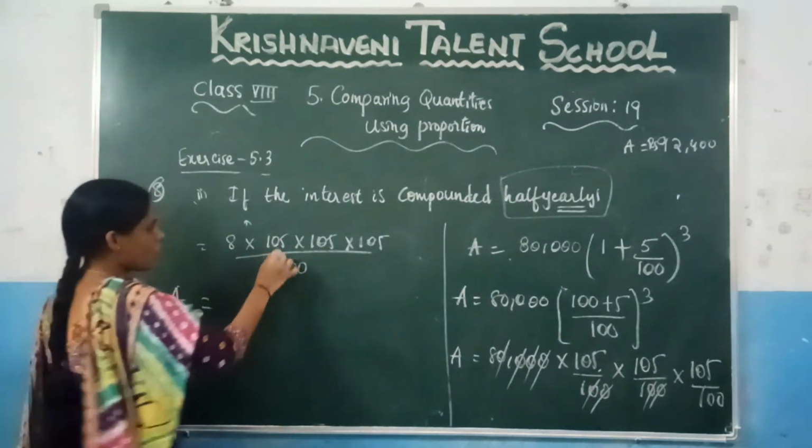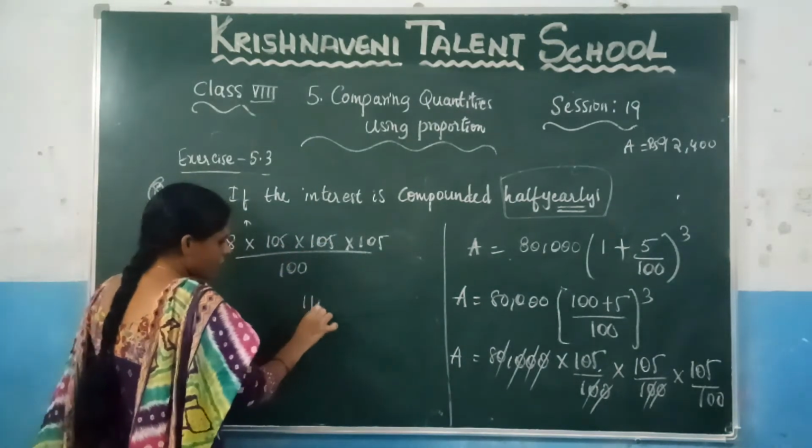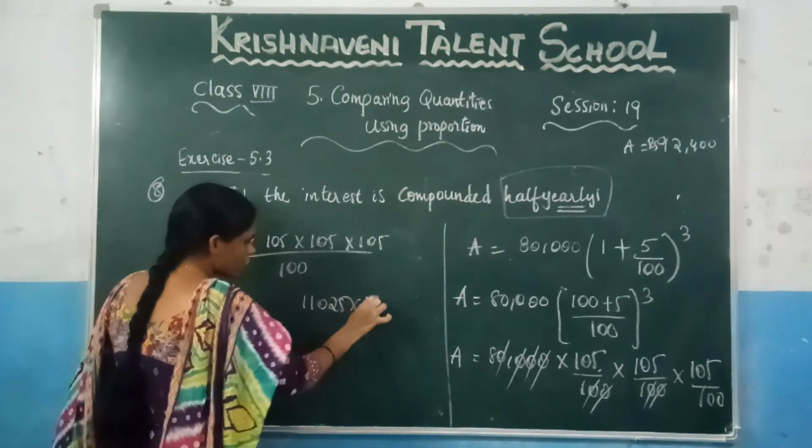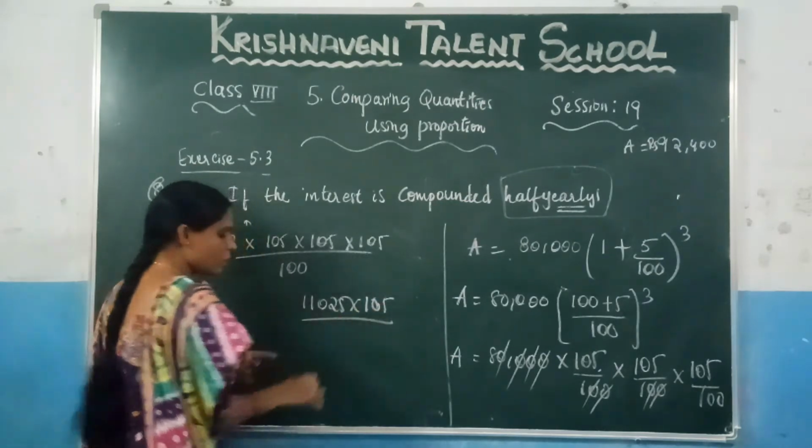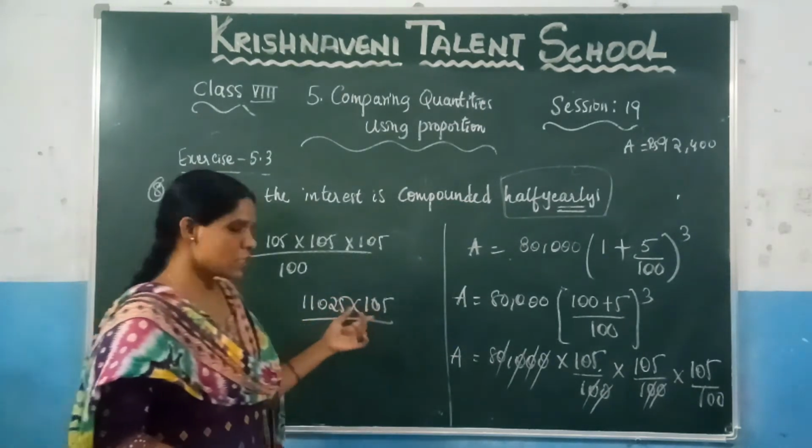Again, we have multiplied these two. Now multiply 1, 1, 0, 2, 5 into 105. Since one more 105 is there, just multiply it.